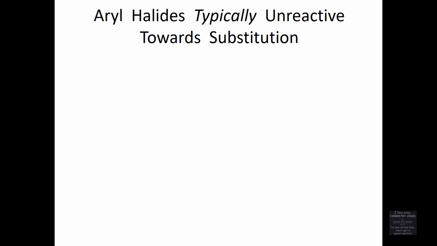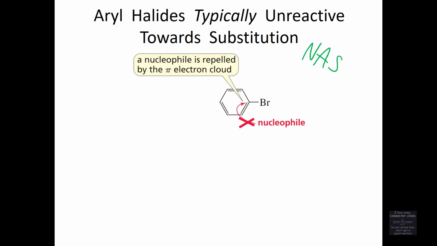So we've spent several videos now talking about electrophilic aromatic substitution, but there's also a thing called nucleophilic aromatic substitution. In electrophilic aromatic substitution, benzene's pi electrons attack an electrophile. In nucleophilic aromatic substitution, benzene is being attacked. Benzene is the electrophile.